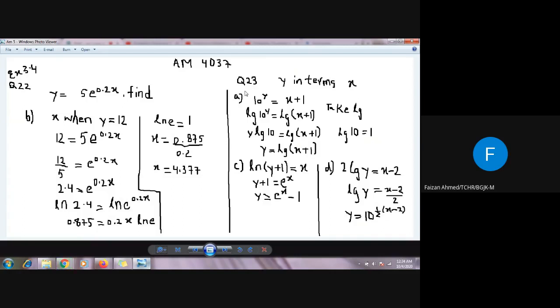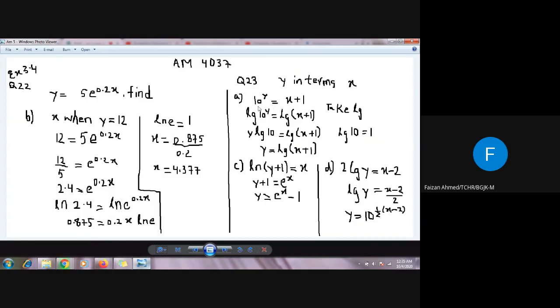Question number 23 is basically: we have to express y in terms of x, and we don't have to give an exact answer. We just have to give an equation that relates y in terms of x. The question has several parts, and I'm just solving three parts, A, C, and D, in this video. The first part is 10 to the power y equals x plus 1.